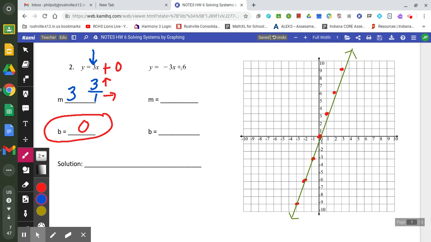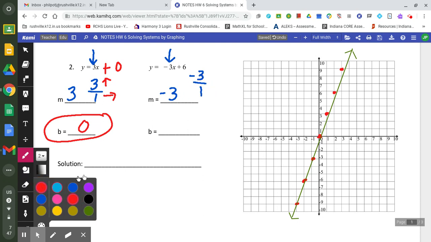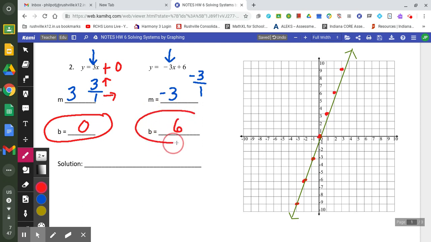So the slope for this one is the number in front of the x, which is -3. So again, I need that to be a fraction. So -3/1. And then my b is 6. And I want to start graphing at the 6. So I start at 6. And this tells me I need to go down 3 to the right 1. So down 1, 2, 3 to the right 1. Down 3, 1, 2, 3 to the right 1.